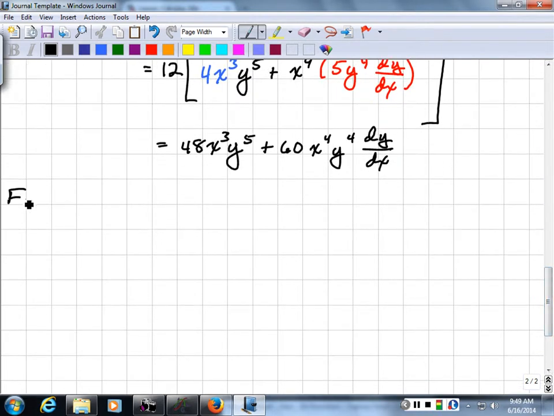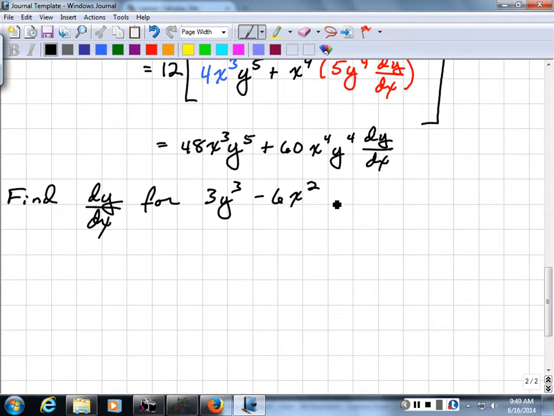Let's find dy over dx for 3y cubed minus 6x squared plus 2y squared is equal to 12. No, yeah, that'll work. Okay? The thing about this one is I can't easily solve this for y by itself. So I'm going to have to use implicit differentiation.